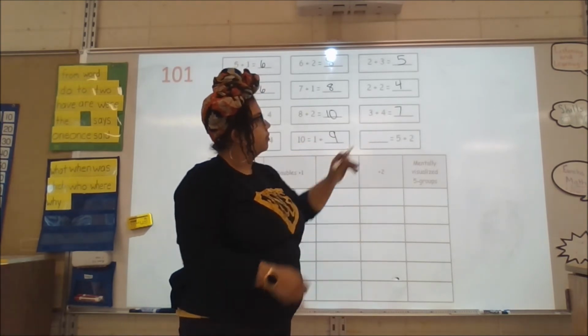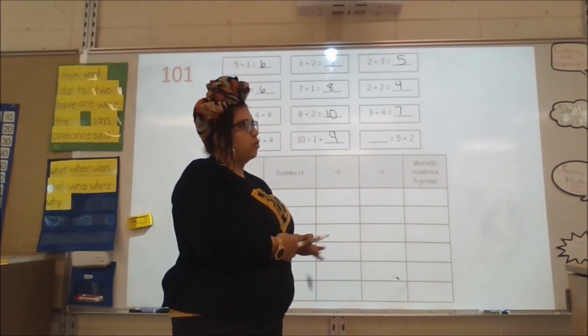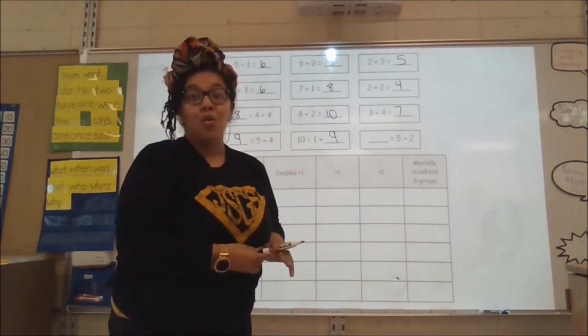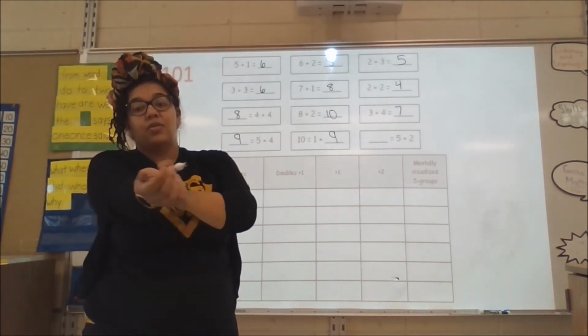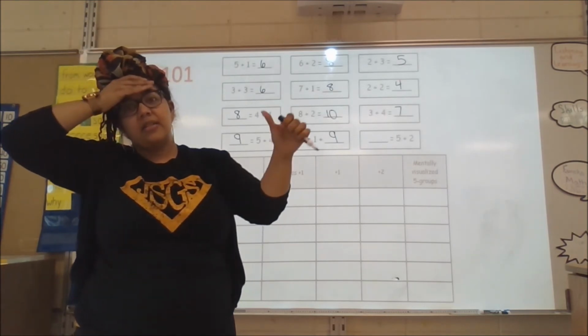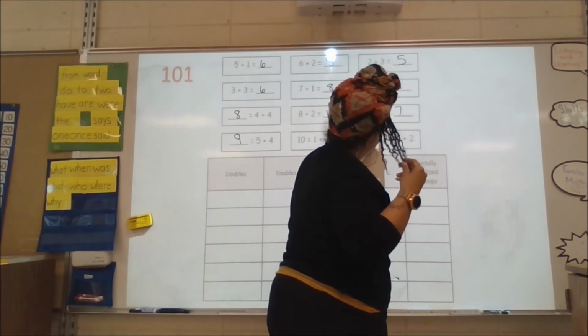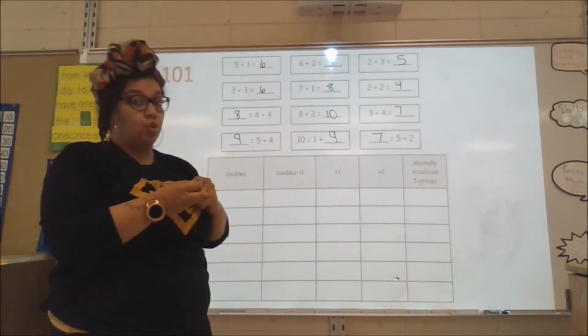Okay? All right. What is equal to 5 plus 2? Let's count on: 5, 6, 7. Great job. 7. Now, let's sort our problems.